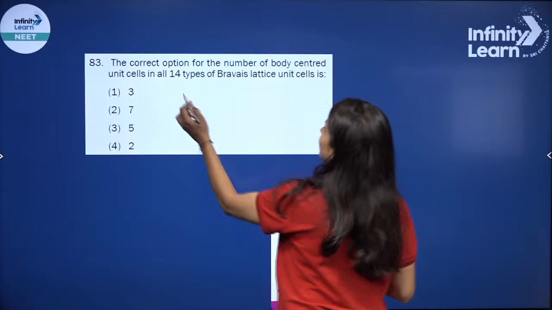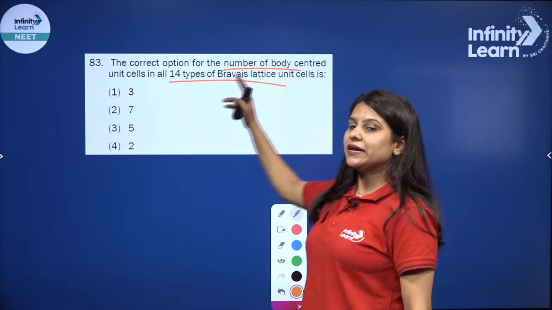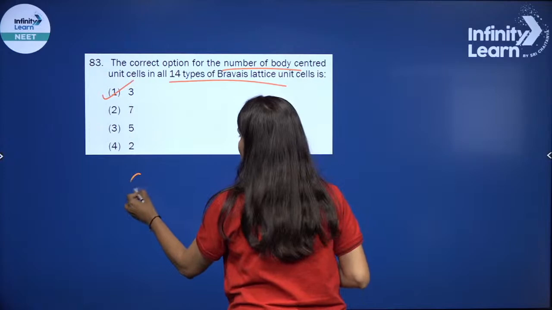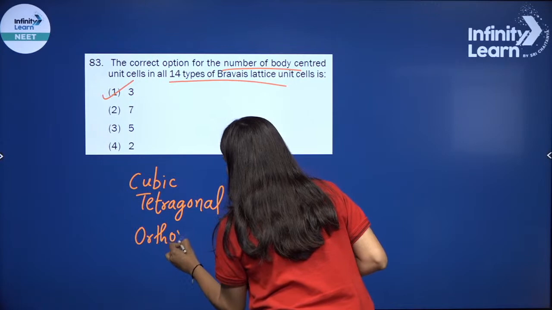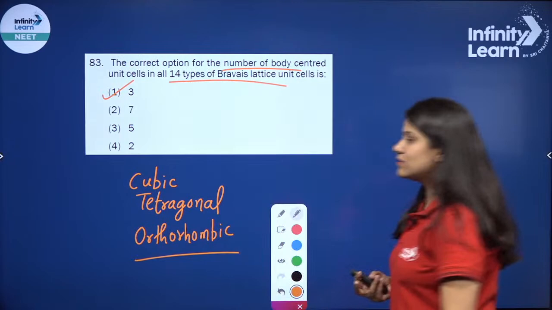Now, the correct option for the number of body-centered unit cell. So, body-centered unit cell is present in 3. What is the answer? Option is 3. Cubic, tetragonal and orthorhombic. So, in these crystal lattice, we have BCC crystal lattice. So, what is the correct answer? Answer is now total 3.